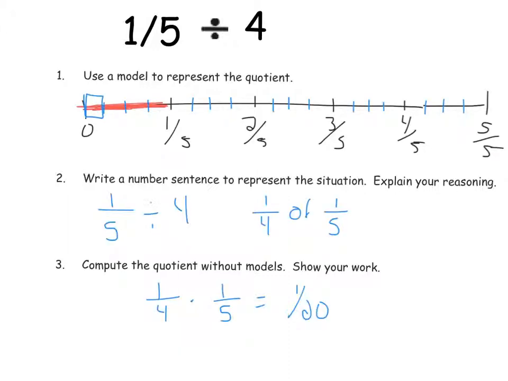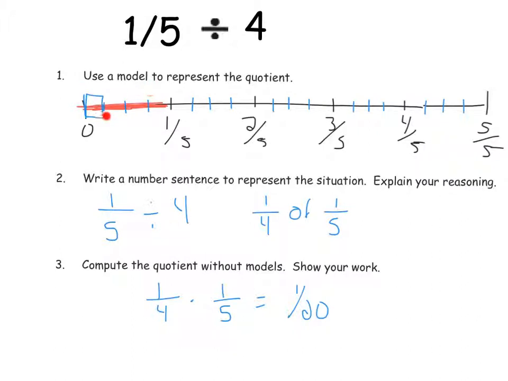All right, first, thank you for those of you that actually are taking ownership of your learning and you did this on your own. Let's see how you did. So first, I made a very long number line because I knew that I was going to have to take 1/5 into 4 pieces. So I split it into fifths because that's what I needed to do. I needed to divide this 1/5 by 4.